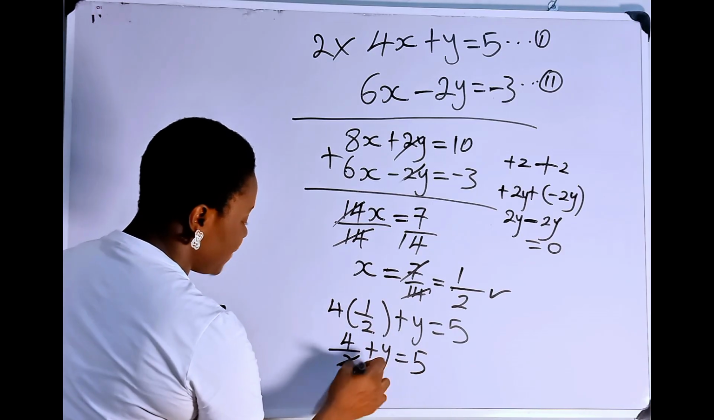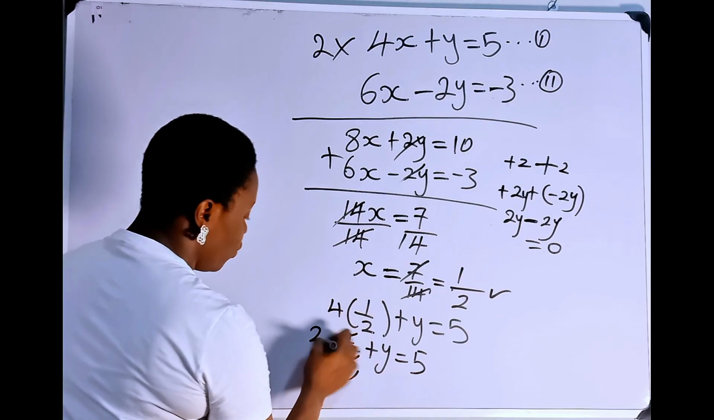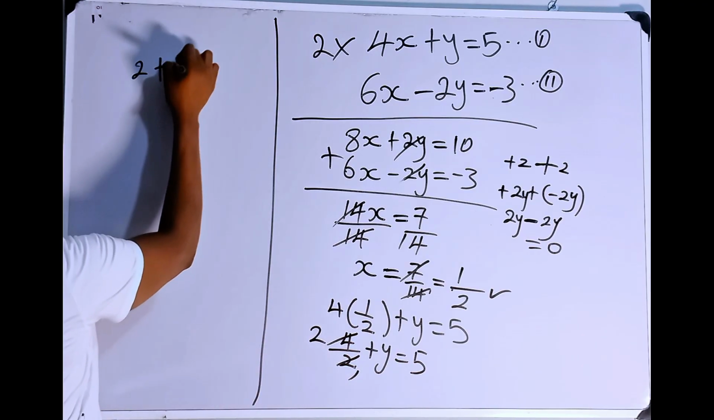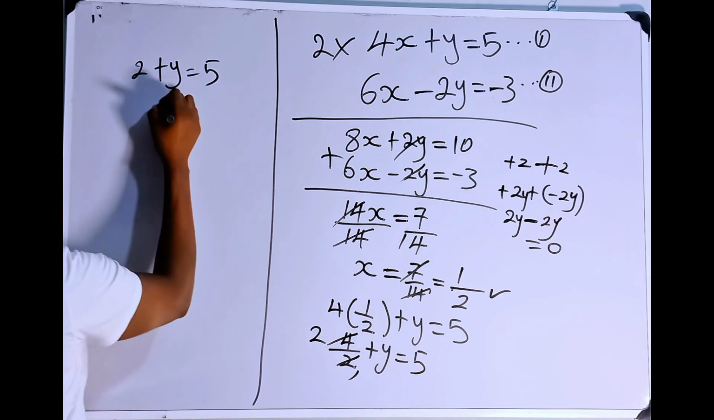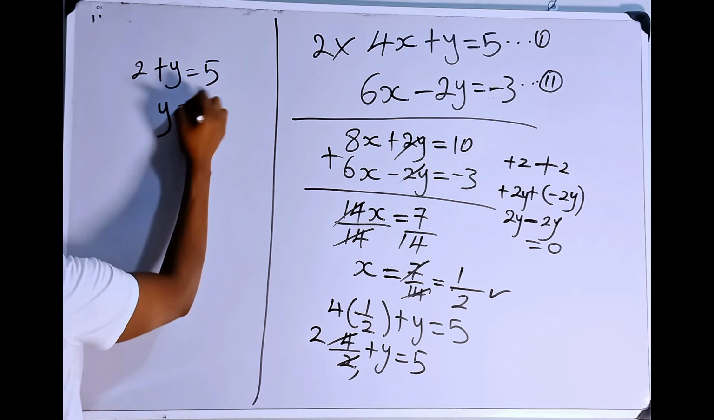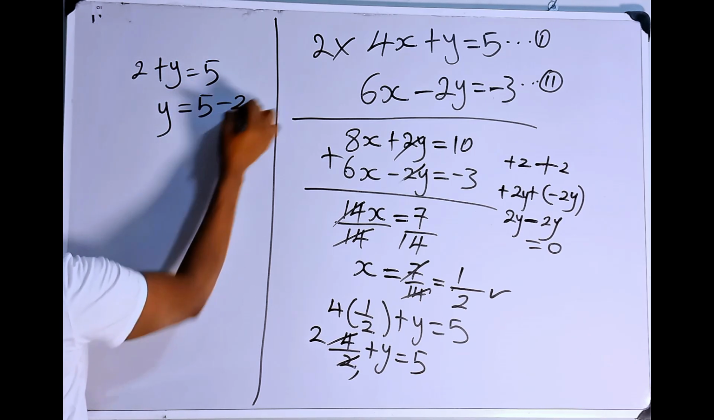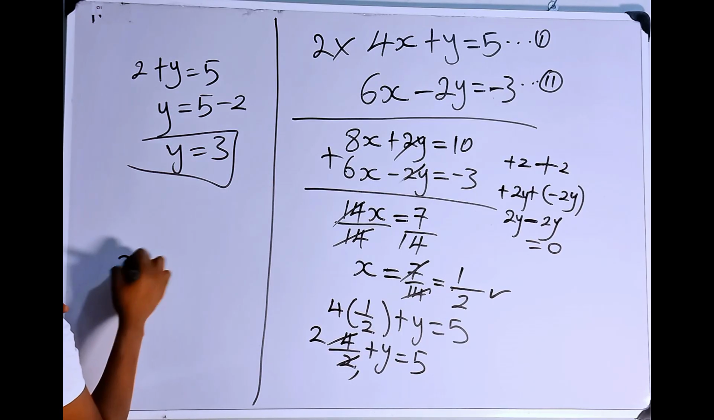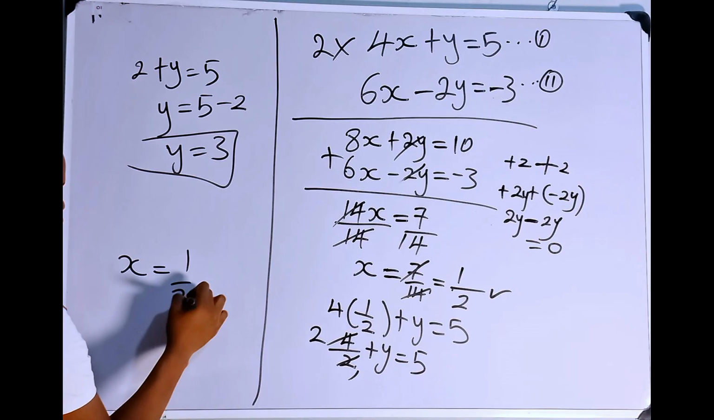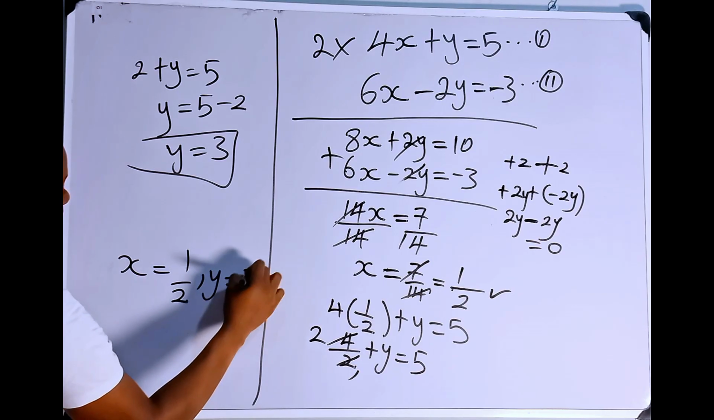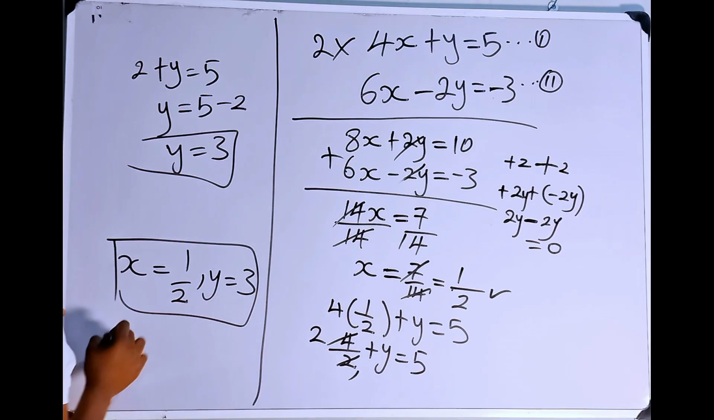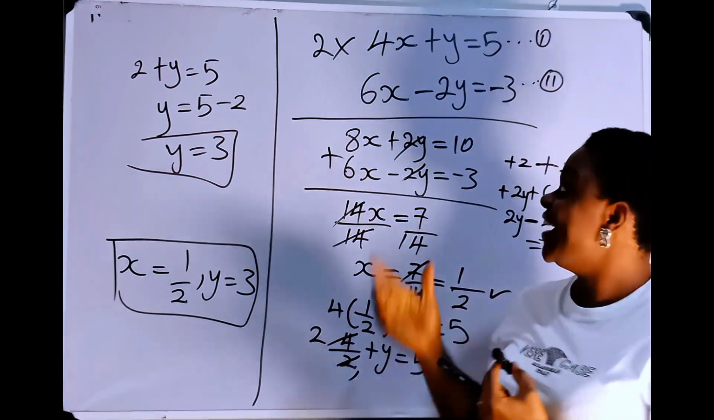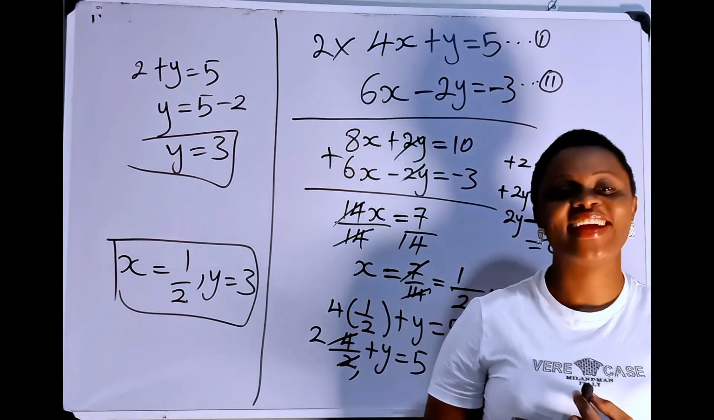So from here, 2 divided by itself is 1, and 4 divided by 2 will give us 2. So we'll have 2 plus y equals 5. If we collect like terms, we'll have y equal to 5 minus 2. So y equals 3. So the value of x equals 1 divided by 2 and y equals 3. These are the values of x and y that will satisfy this given simultaneous equation.